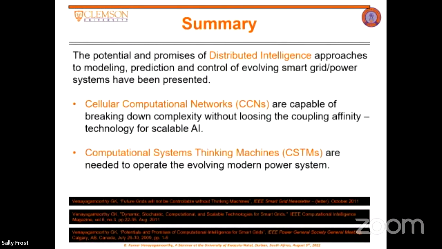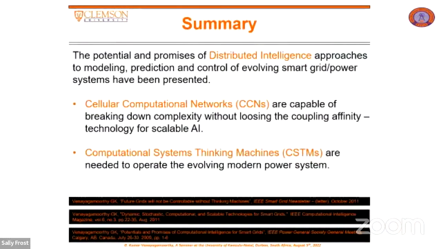So with that, I'd like to summarize. I know I took quite a bit of time here. The message to take home is distributed intelligence. Many are working in AI, but I think it's important to work in distributed AI. Distributed intelligence is the only way, as I see it, to achieve scalability. And the cellular computational network, which I've introduced to you, is one way to break down the complexity without losing the coupling affinity. That way we can have scalable AI. And to truly develop intelligent machines for the modern electric power system, we need CSTMs, computational systems thinking machines.